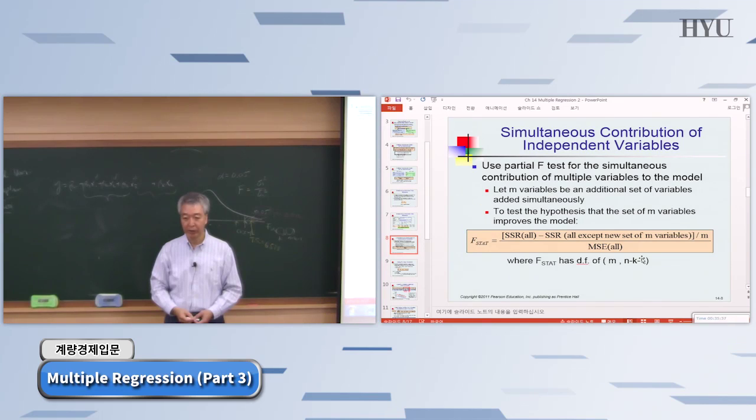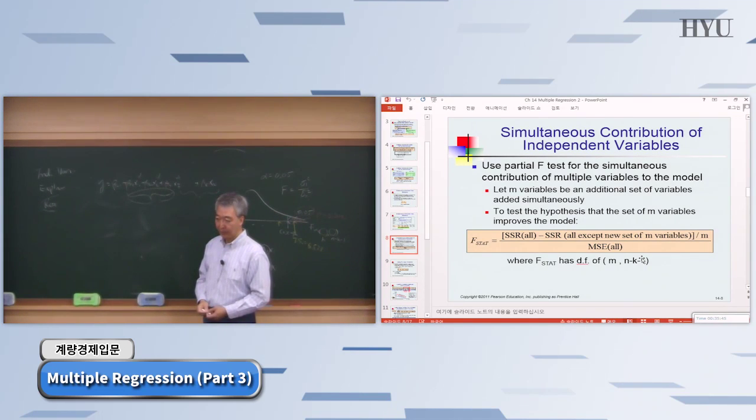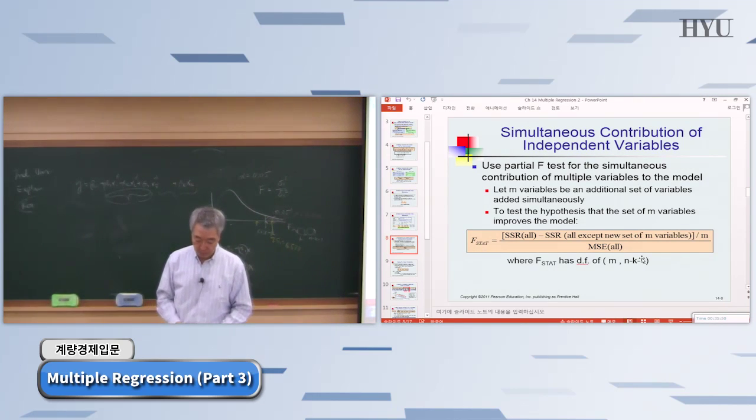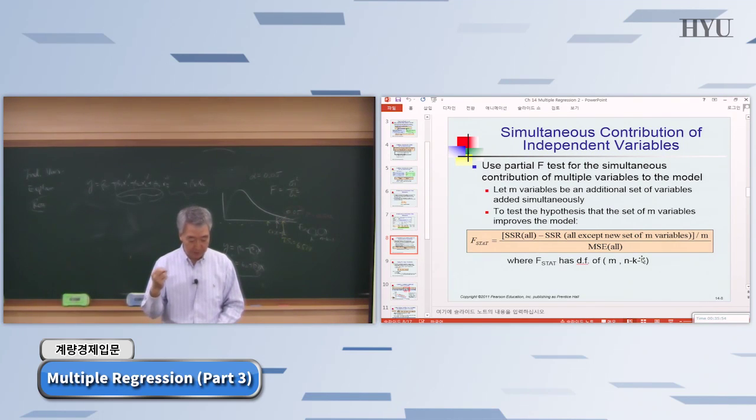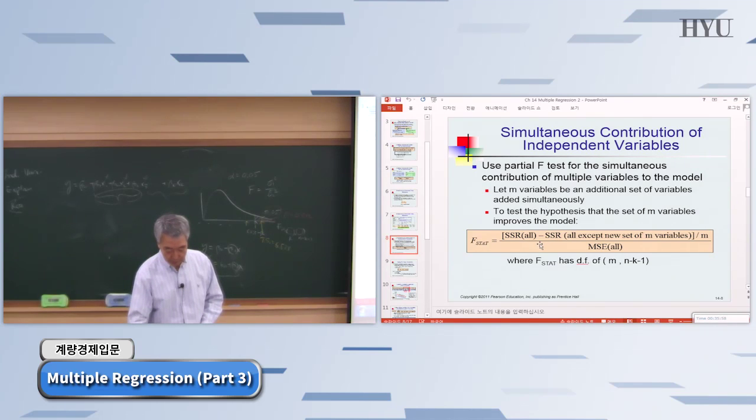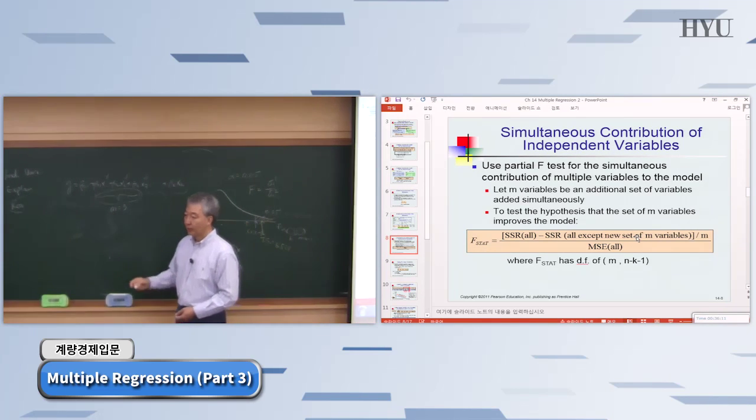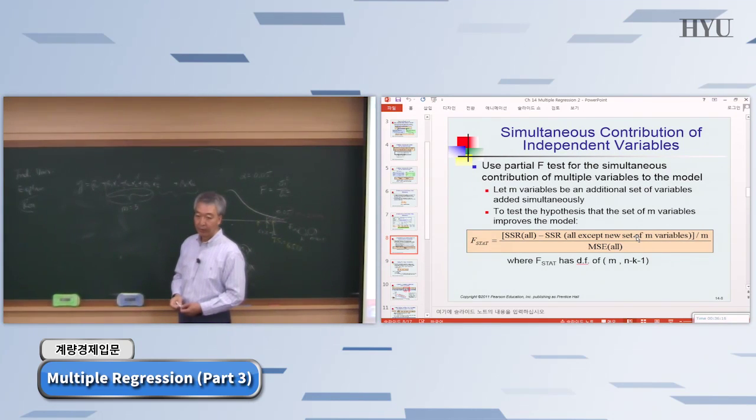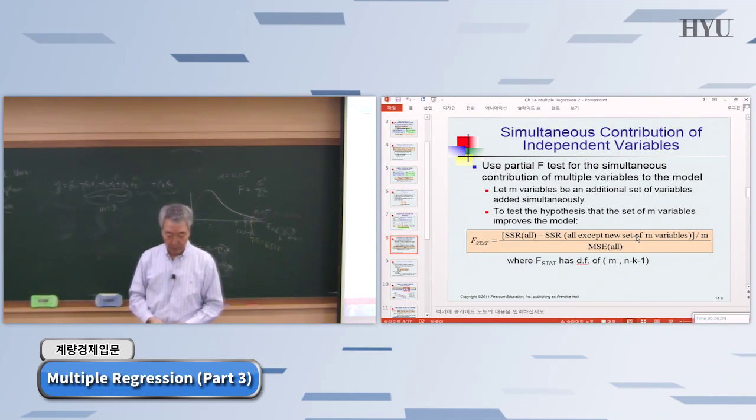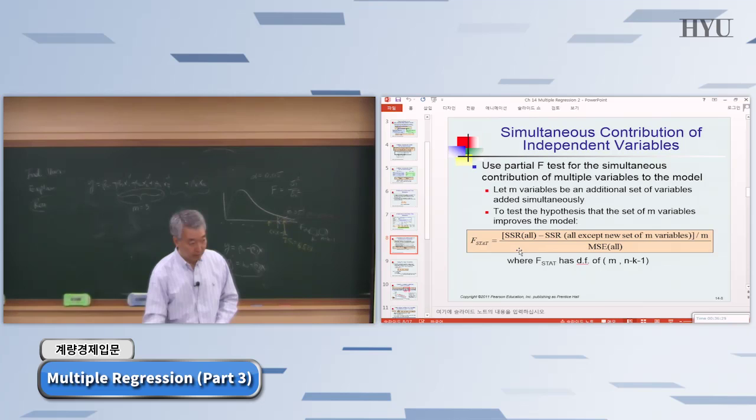So the portions test is typically not used to test only one independent variable, but typically it's used to test a set of independent variables. And the test statistic is slightly different. Here we have SSR of all minus SSR of all except a set of M variables. In this case, M is 3, right? So you're asking whether these 3 independent variables are making any significant difference in the presence of all other independent variables. So first you run the regression with everything. Second, you run the regression without those 3, or M, independent variables. And then you have to divide it by M.